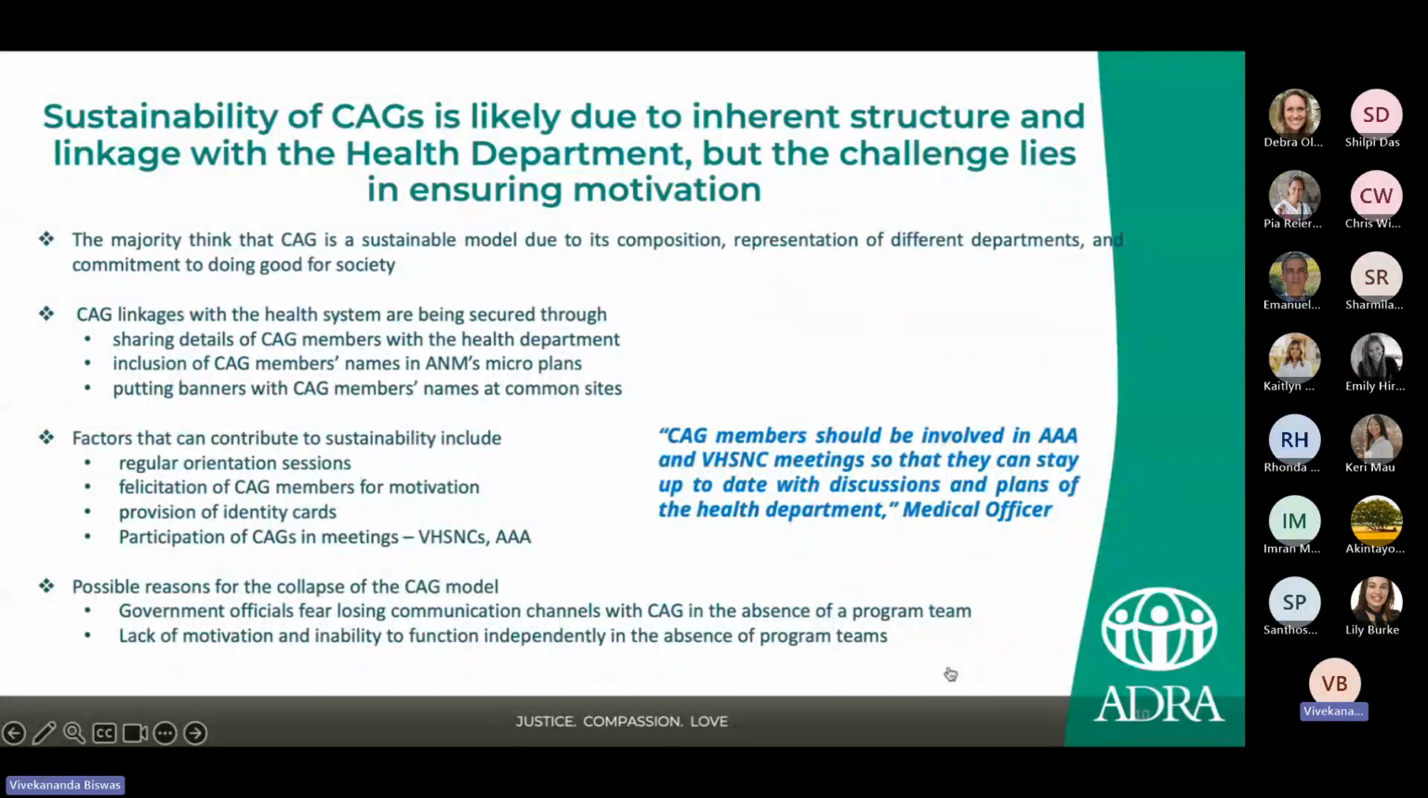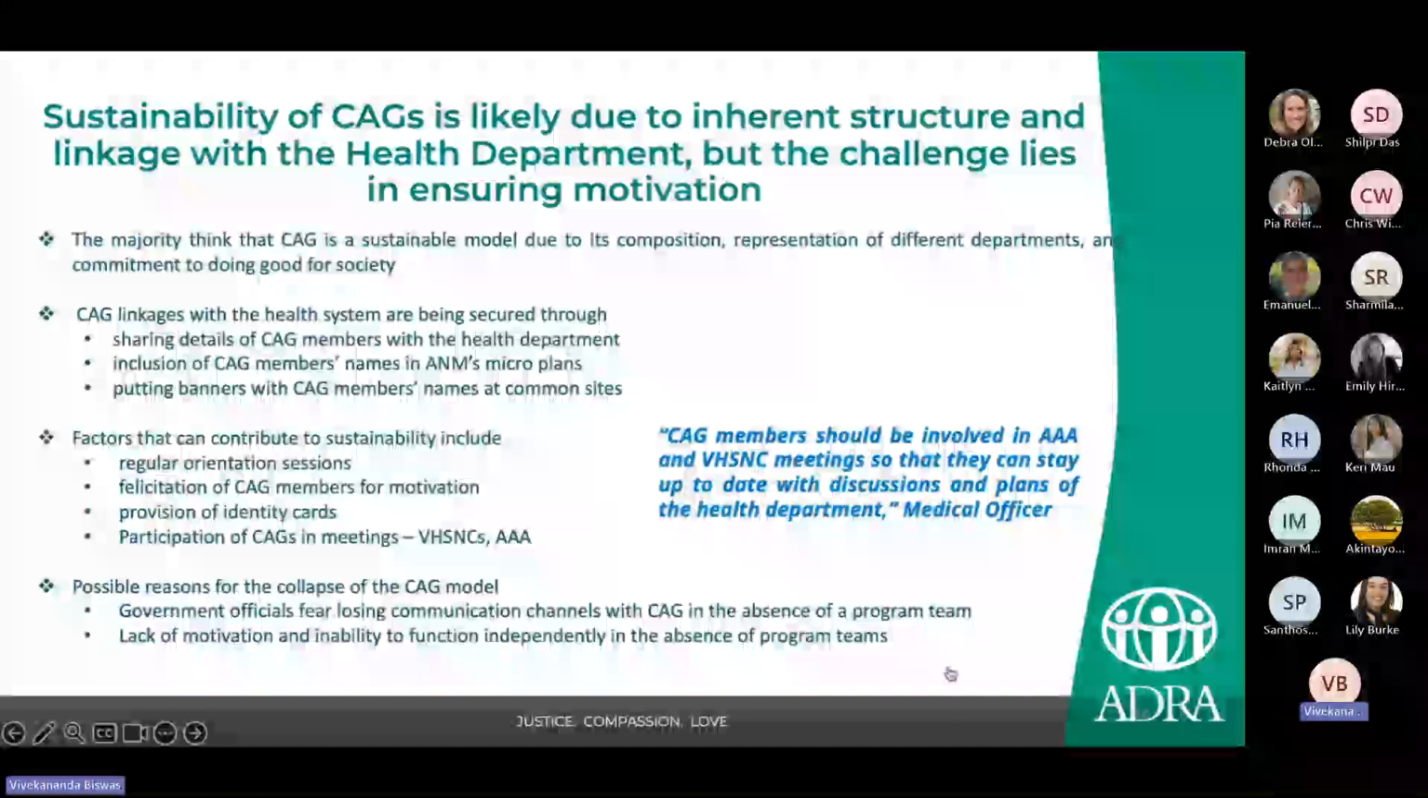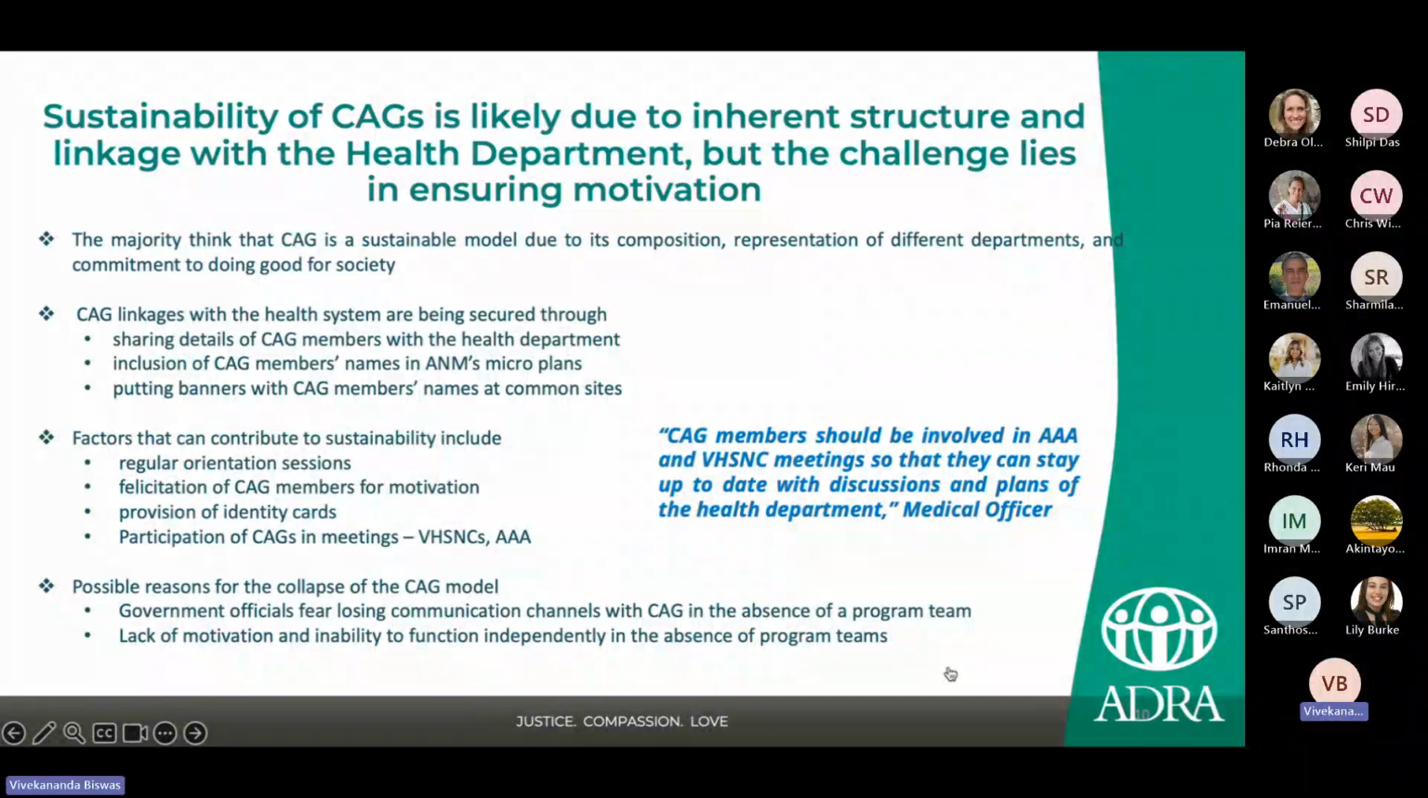Yes, so as Dr. Silpi said in the beginning, the influencers in the polio program have been there since the beginning. For the last 20 years, they have been working with us. And the COVID-19 pandemic gave us an opportunity to bring all these influencers under the common umbrella of community action groups. Before we formed the community action groups, they were working individually in their particular areas.